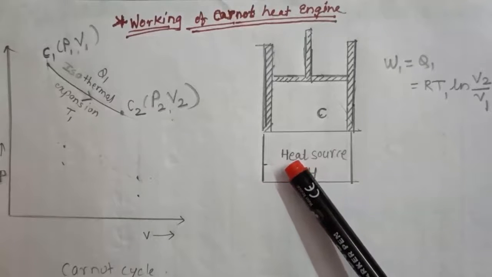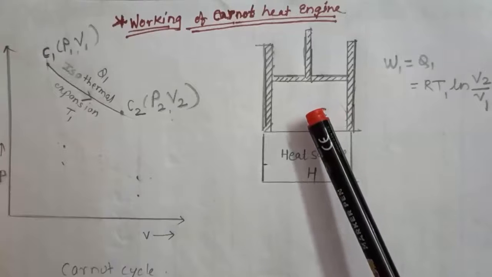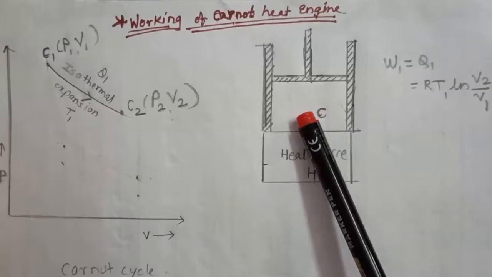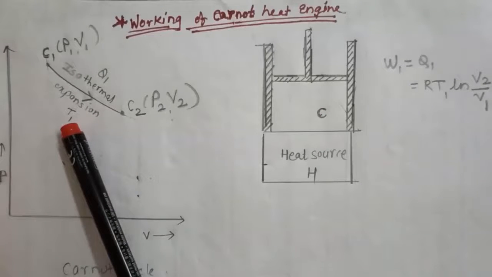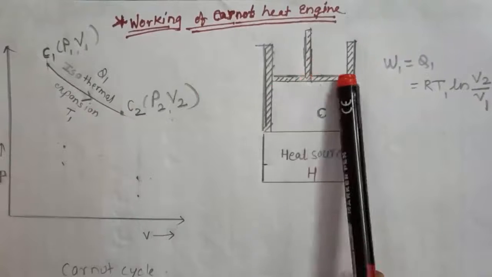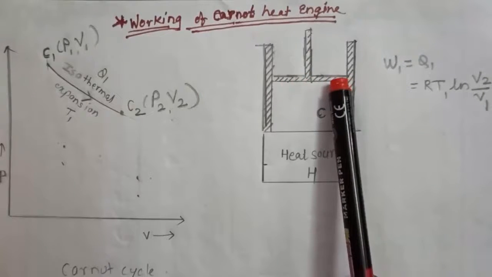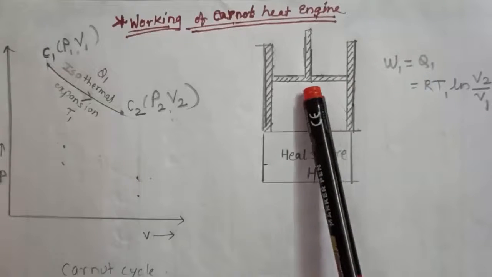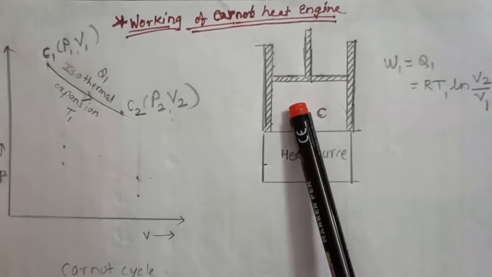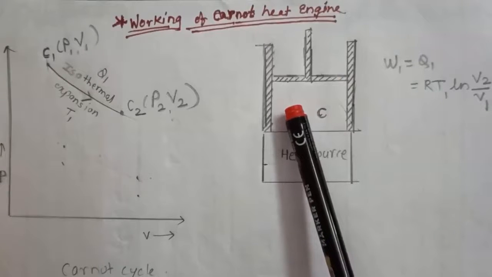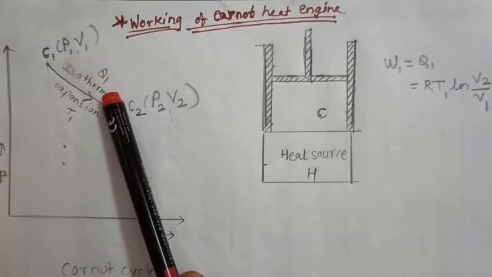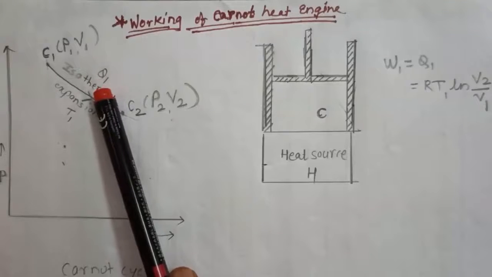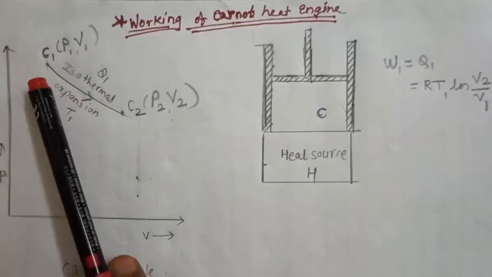Then the temperature of the gas increases. That temperature is T1. The external pressure on the piston is so adjusted that the working substance inside the cylinder undergoes expansion and the temperature of the system remains constant. The change is isothermal change, that is isothermal expansion, represented by curve C1 C2.